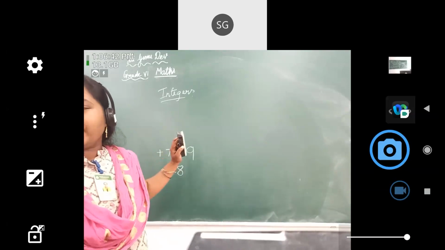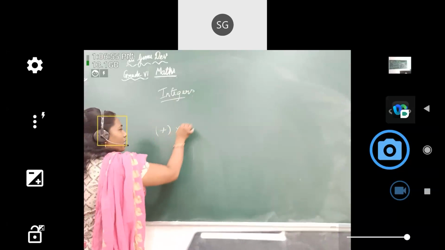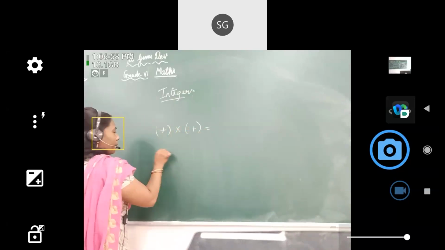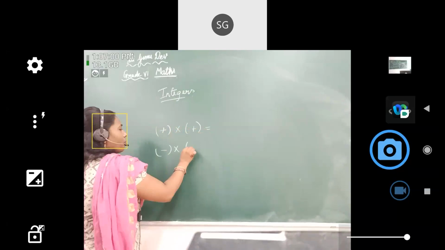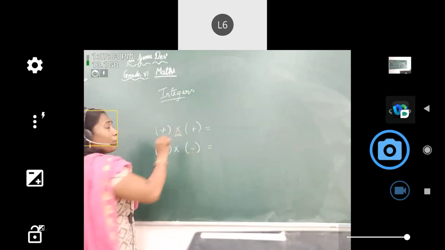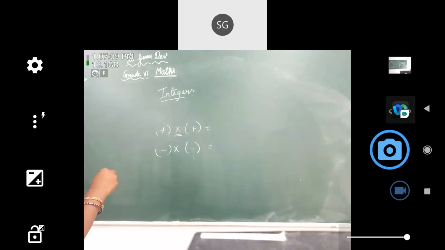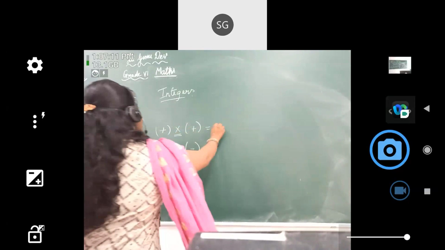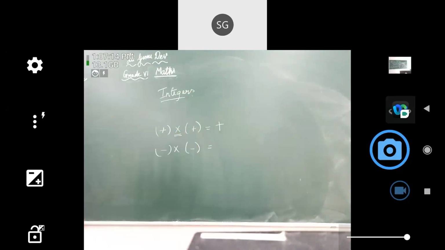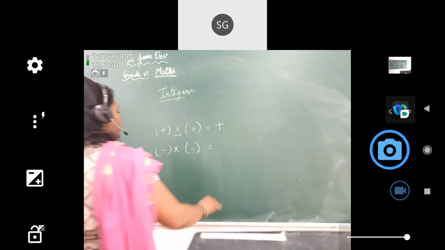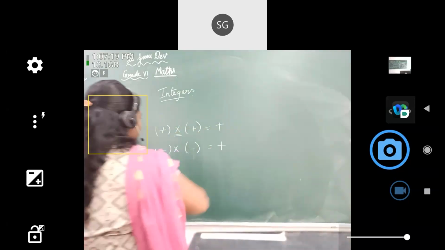So it has positive integers and negative integers. And a very important thing that we saw in the last class is multiplication of the signs. So plus into plus. What is plus into plus? Positive. So when you multiply, see, this is only for multiplication. When you multiply two positive numbers, your product will also be positive. If you multiply two negative numbers, then your product will be positive.